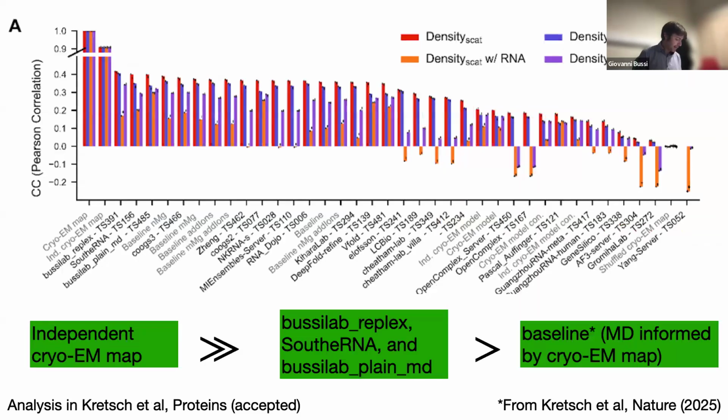And these are the final cross-correlations. So here, the higher the better. It's the cross-correlation with experiments that are in a paper that was accepted just a few days ago, with the participation of most of the submitters here. And you can see here that basically you have a very high cross-correlation if you look at the cryo-EM map between two independent experiments.